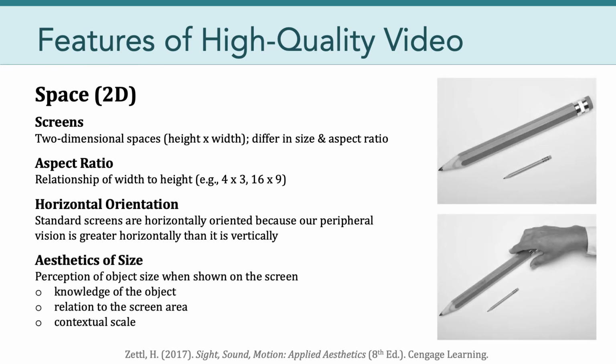Now, importantly, in 2D space, there's this idea of the aesthetics of size. And this has to do with our perception of how big objects are when they're shown on screen. The way we determine whether something is big or small on screen is whether we have knowledge of the object. Do we recognize that's a quarter or that's a baseball bat? Or we might get information about the size in relation to the screen area. Something's going to look bigger if it's taking up more of the screen.